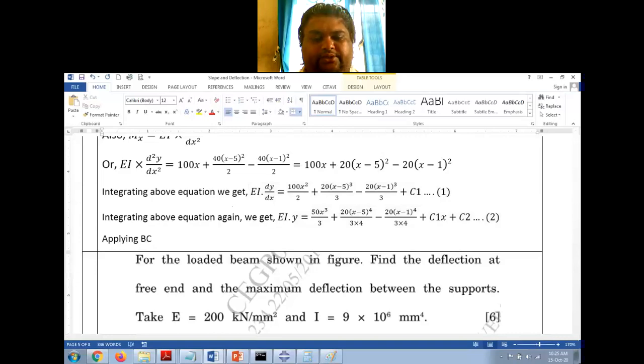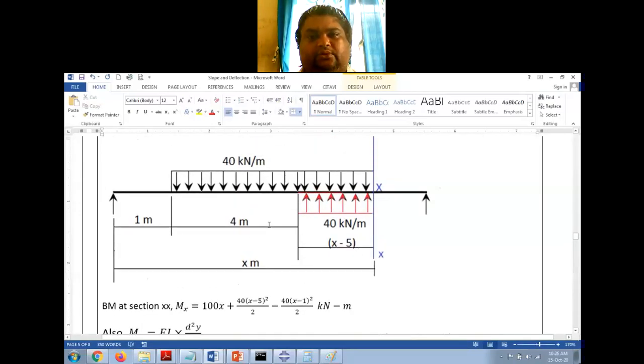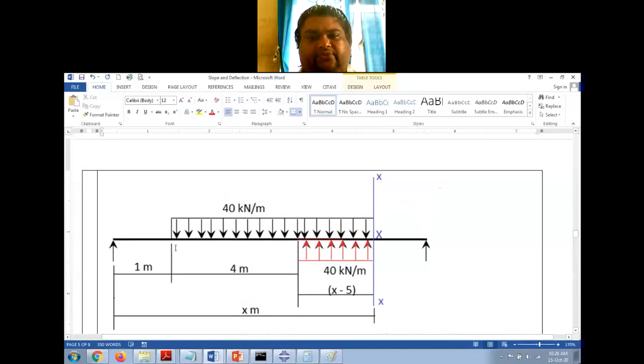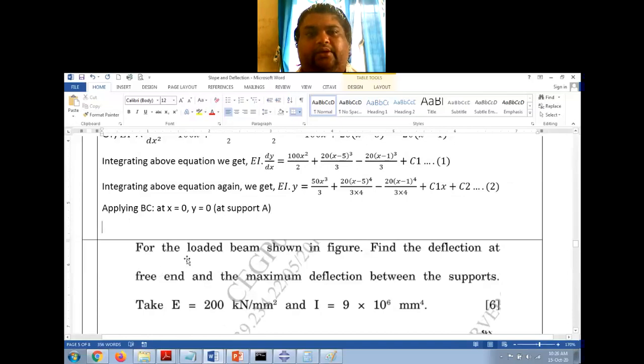Applying boundary condition at x is equal to 0. What is x is equal to 0? The x is from this point, that is this support, right? So at the support, the deflection will be equal to 0 at support A. Okay. Now I am putting this in this expression.